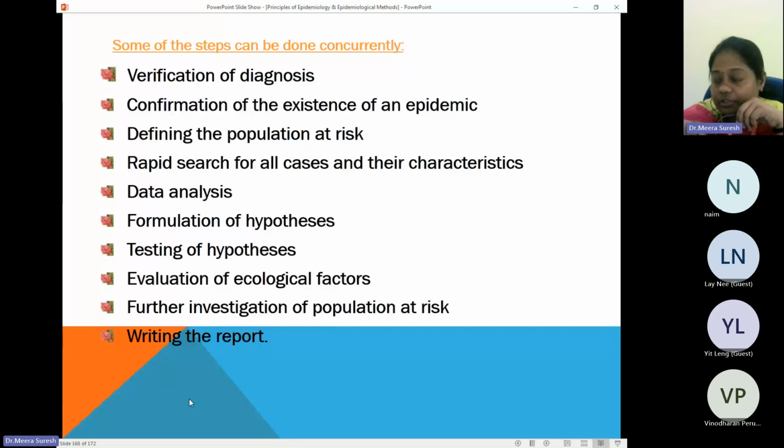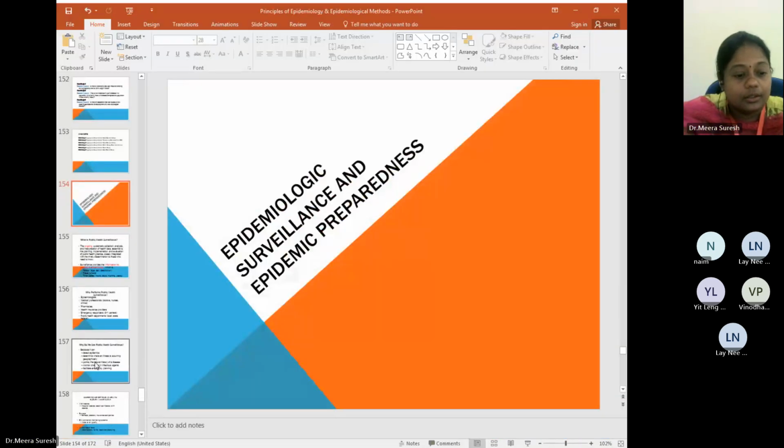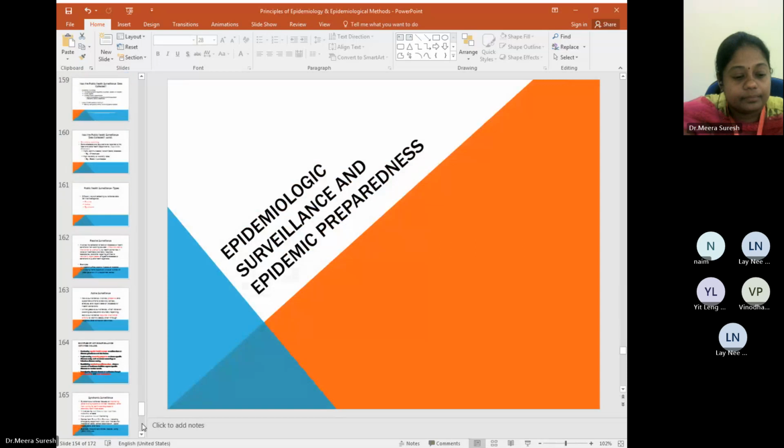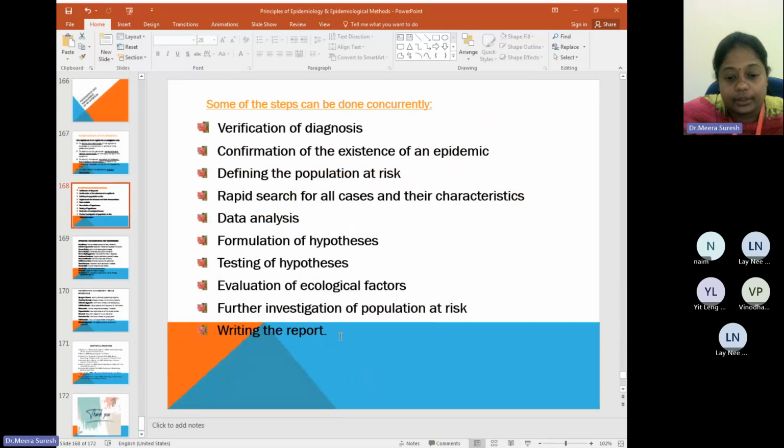I'm not going into detail of each of these steps because it comes under the research methodology also, but this is somewhat an idea of what the public health professionals do when there is an outbreak investigation. Oh, after writing the report, there should be one more point, that is disseminating the data. I should include it now itself, or I will forget. Disseminating data is actually very, very important.